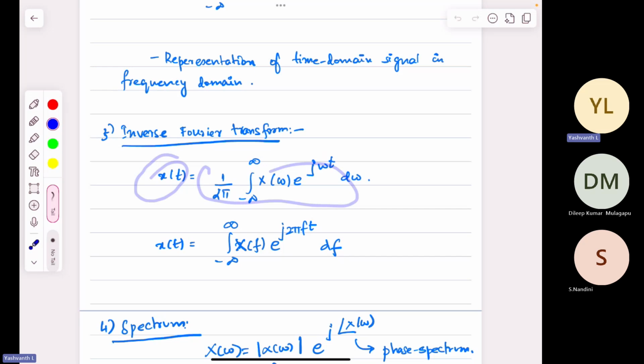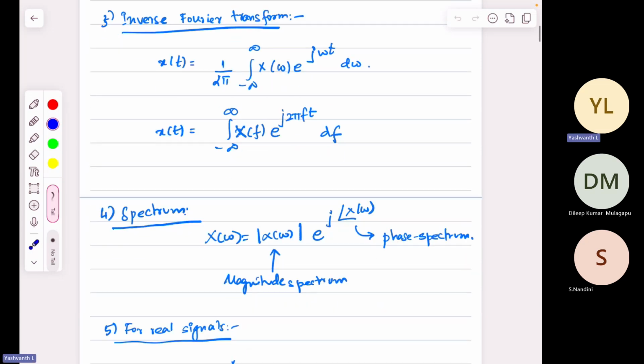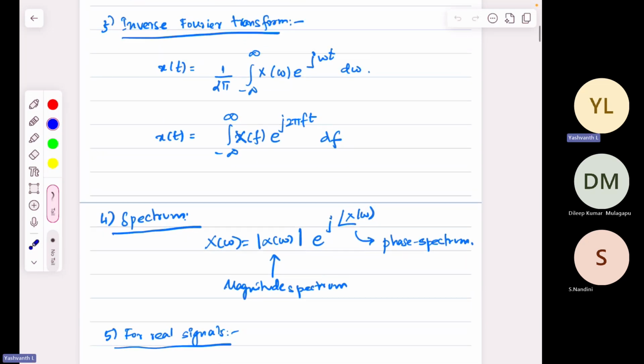Or in other words, if someone gave us x of f instead of x of omega, then you multiply this by e power j 2 pi ft df and integrate from minus infinity to plus infinity. There is no 1 by 2 pi constant sitting here. Okay, fine. So now this is basically the definition of Fourier transform.